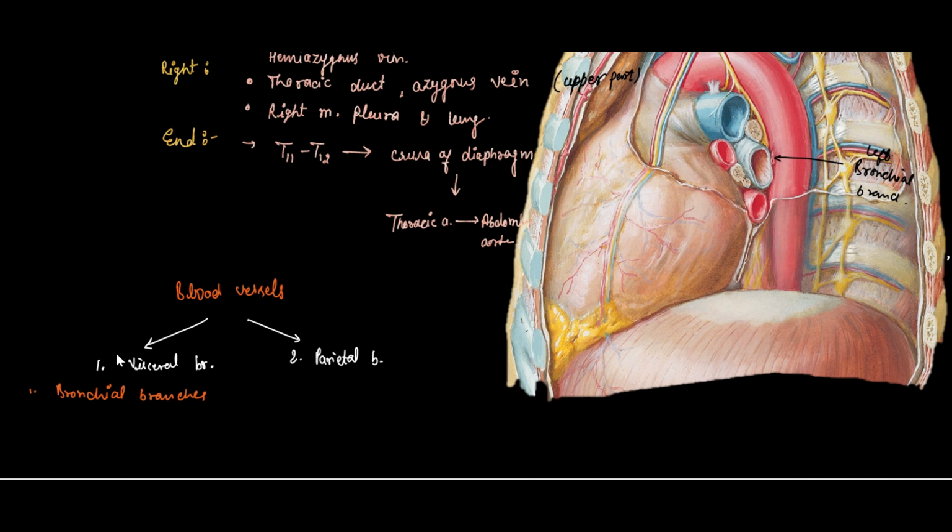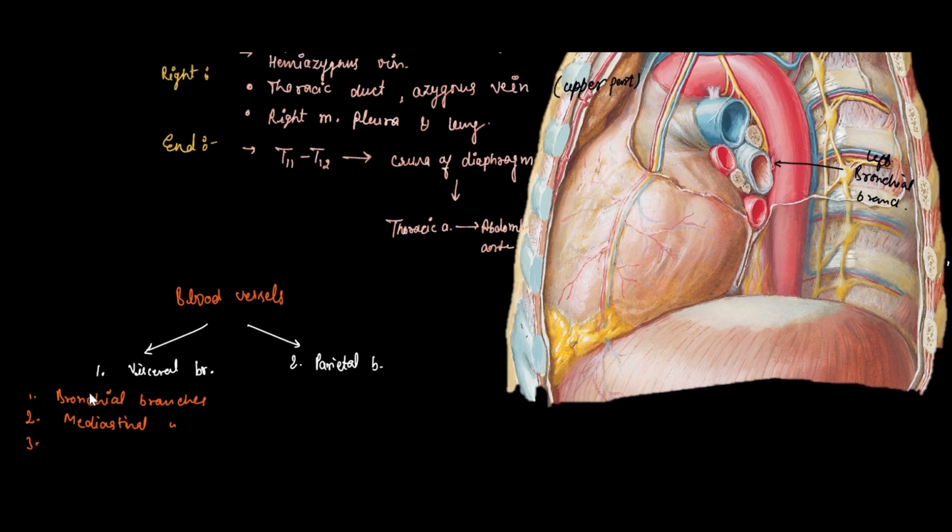So just remember that. Okay, the second one we studied here were the mediastinal branches. These mediastinal branches were carrying blood to the connective tissue and to the lymph nodes of the posterior mediastinal area. Okay, and the third one we studied here were the pericardial branches, which were going to the pericardium and providing arterial blood to the pericardium of the heart.